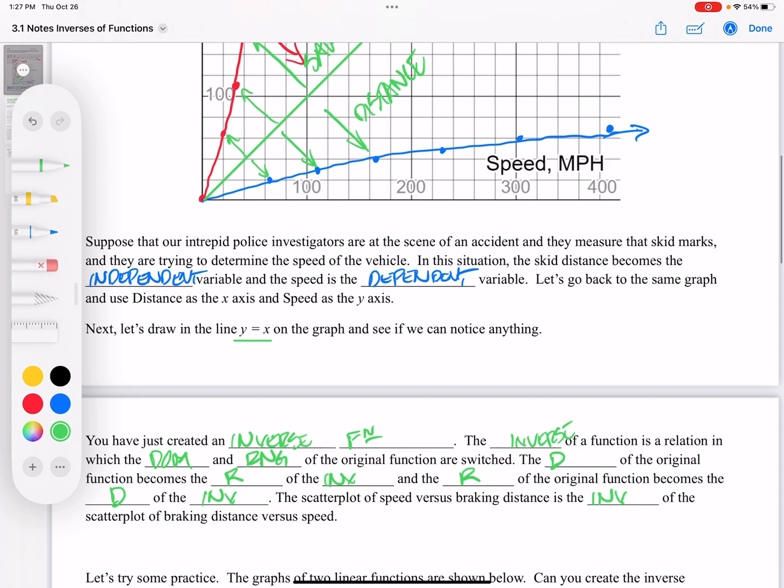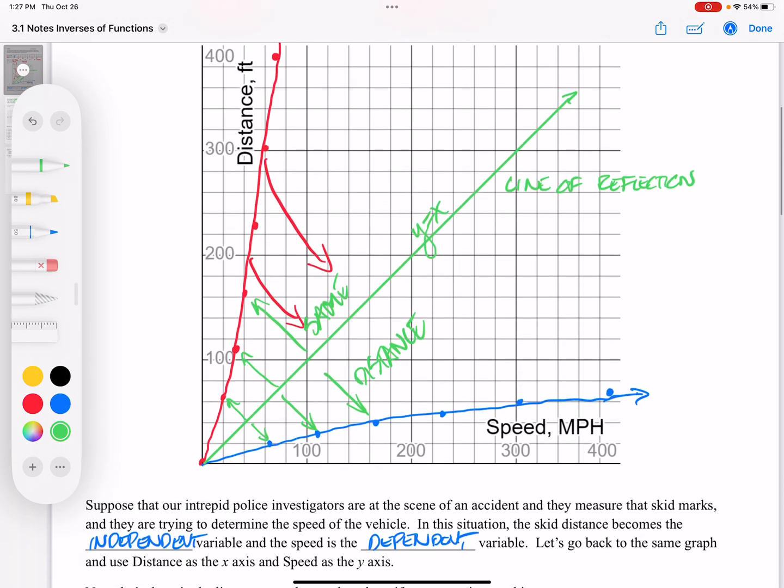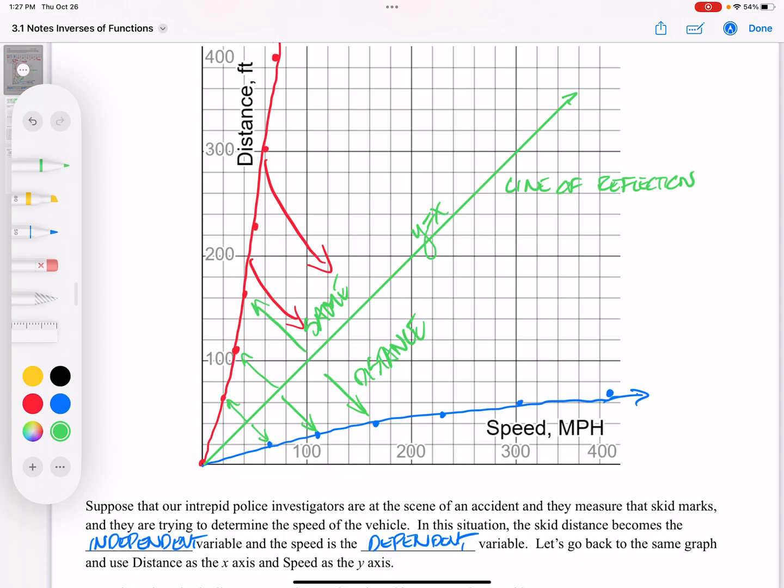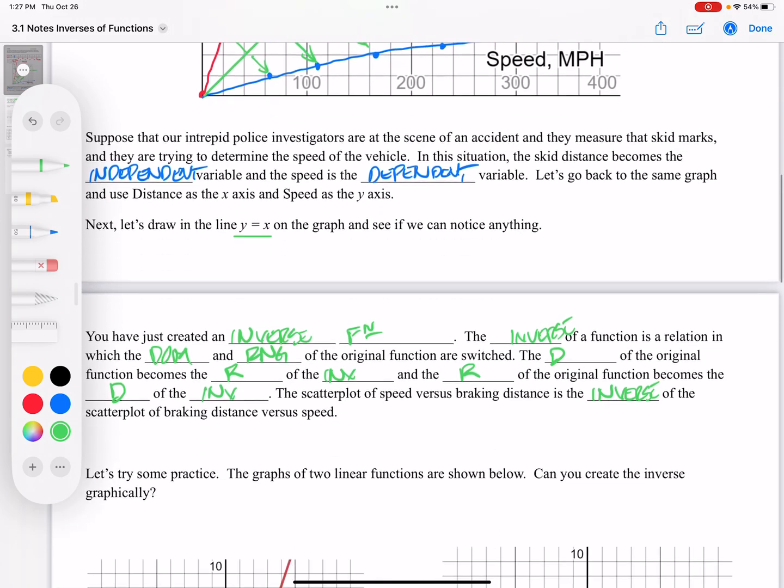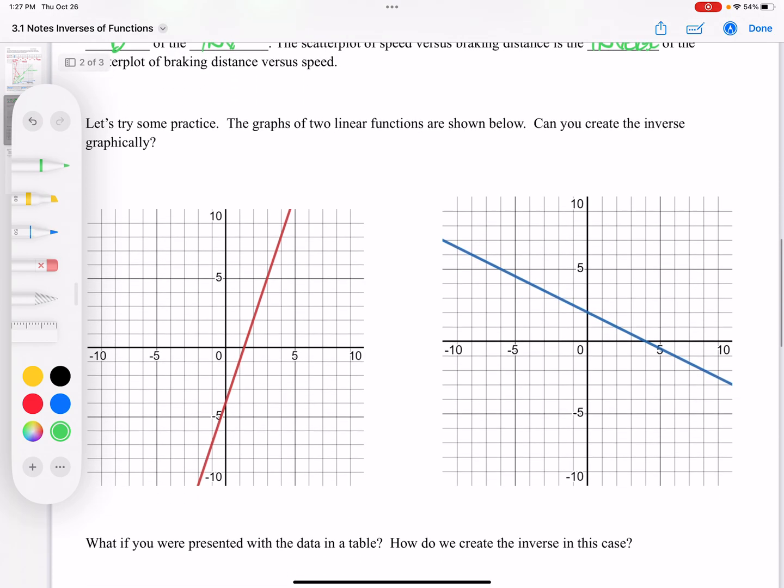This scatter plot of speed versus distance is the inverse of distance versus speed. So again, each of those are halfway away. If I were to fold along the green line, the red would go right on top of the blue. Okay? We can generate inverses graphically. There are a couple of methods that we can use.